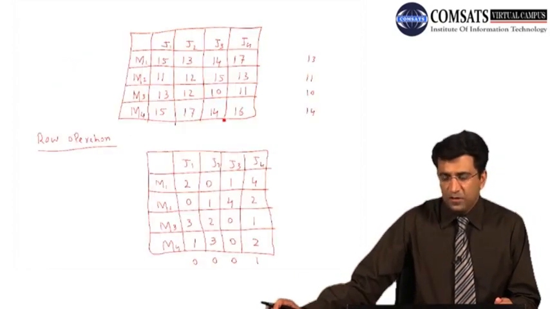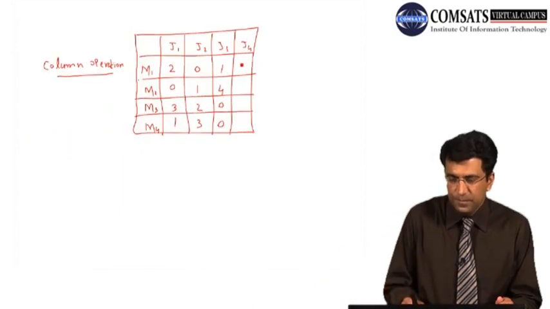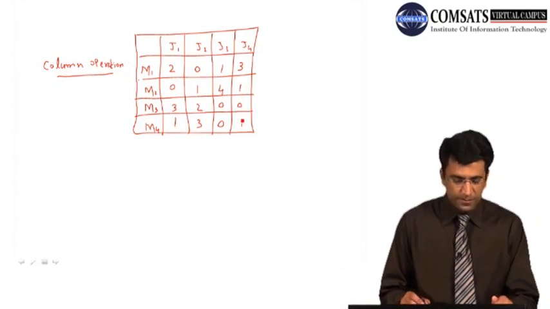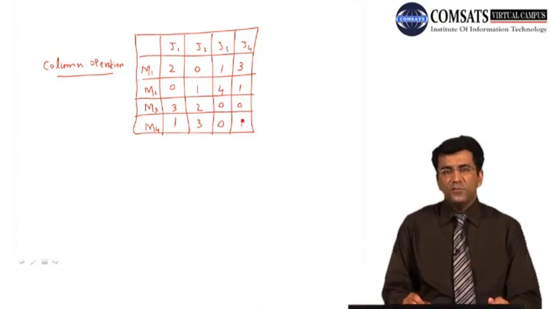Then class, in the fourth column, the minimum value is 1. So we will subtract 1 from all of the values in this particular column. So 4 minus 1 will become 3, 2 minus 1 will become 1, 1 minus 1 will become 0, 2 minus 1 will become 1. So this column will become 3, 1, 0, 1.